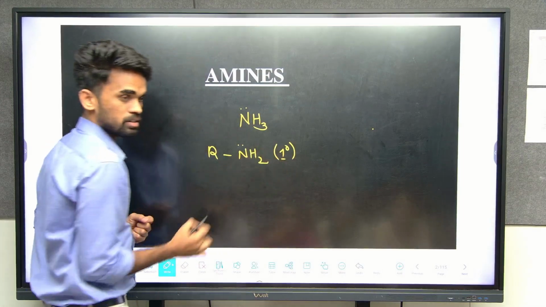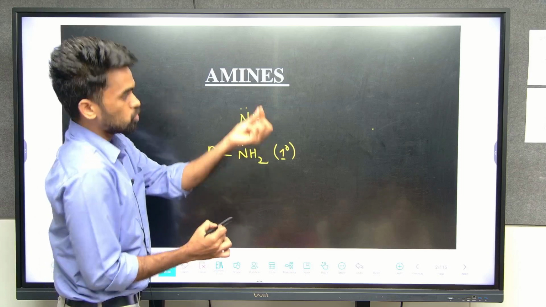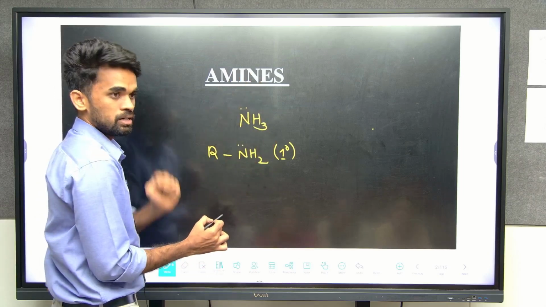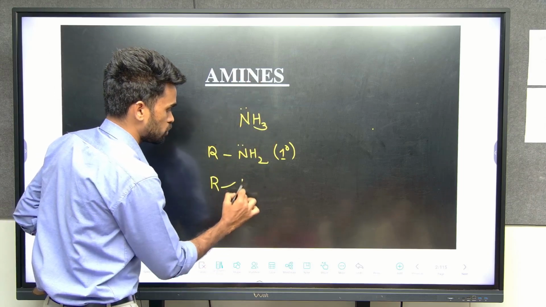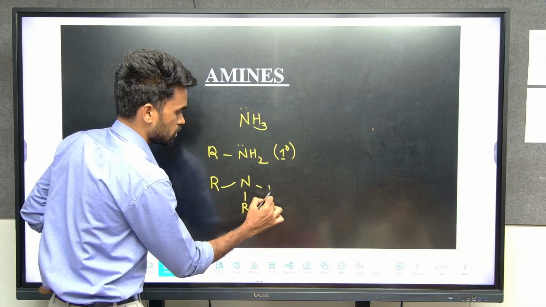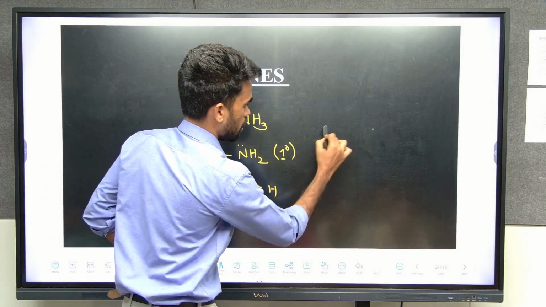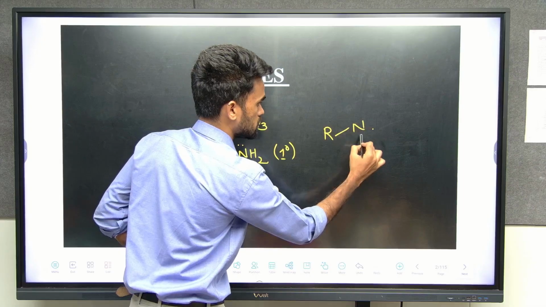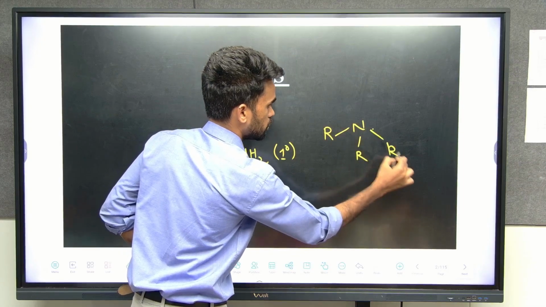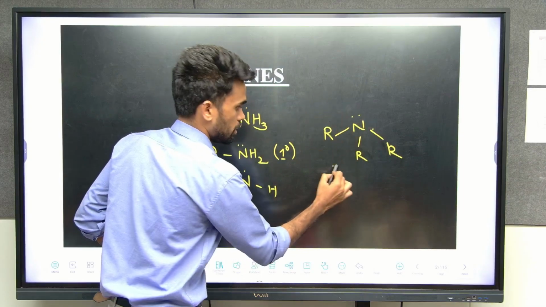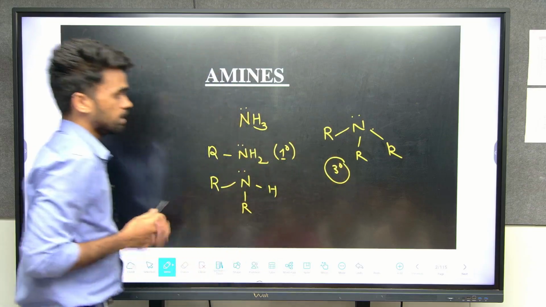What is this? Remove two hydrogens, replace them with two alkyl groups: secondary amine. Next, remove all three hydrogens and replace them with alkyl groups: this is tertiary. This is clear. Okay.